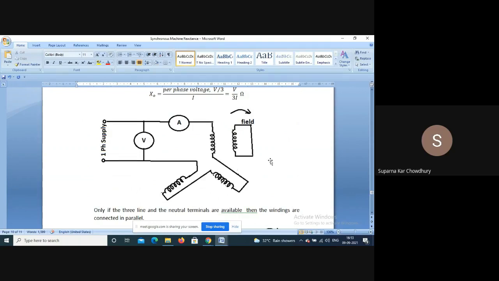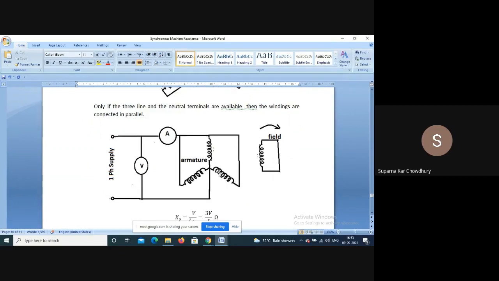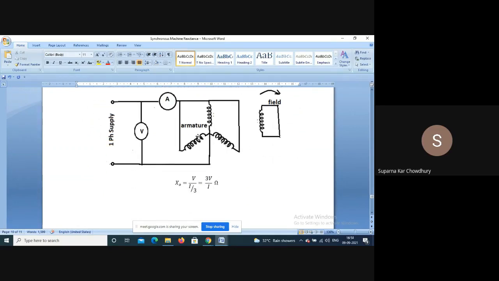So if only the line terminals and the neutral are available, in that case you can connect like this. The three windings can be connected in parallel, and here we can apply a single phase supply. The field is rotated and shorted in a similar way. So in this connection, X0 will be, voltage is V and current is I by 3. So this will be 3V by I.